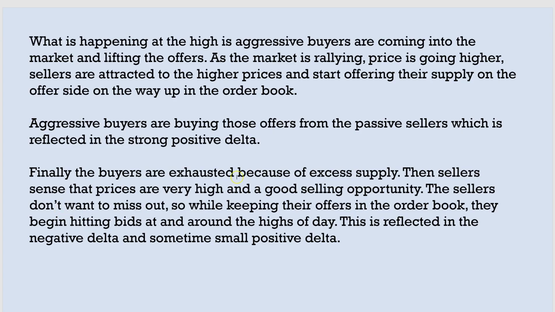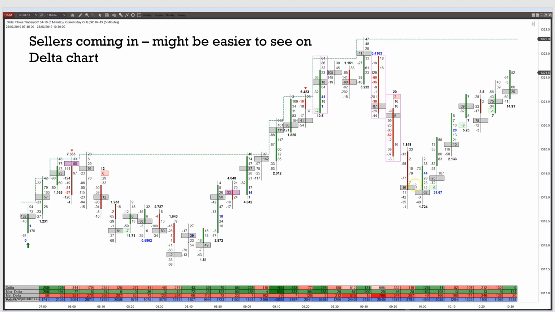So again, finally the buyers are exhausted because of the excess supply. The sellers sense that the prices are too high, and it's a good selling opportunity. The sellers don't want to miss out. So while keeping their offers in the order book, they start hitting bids at or around the highs of the day. It's reflected in the negative delta and sometimes small positive deltas. So they're hitting those bids in here. It doesn't necessarily mean that they're offering it down, offering it down. They're just hitting the bids, hitting the bids. And then the market snaps back.